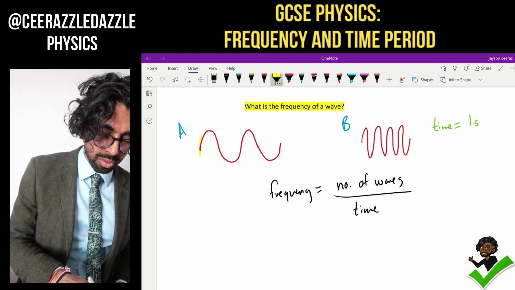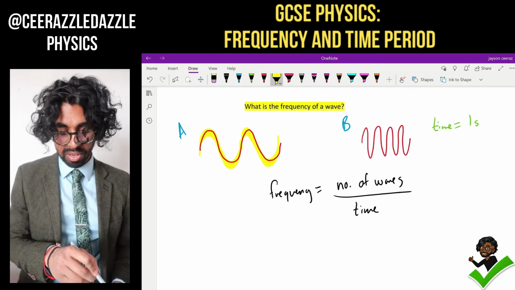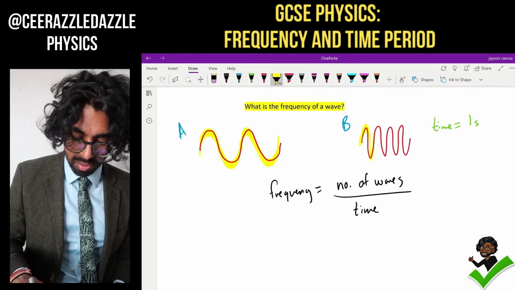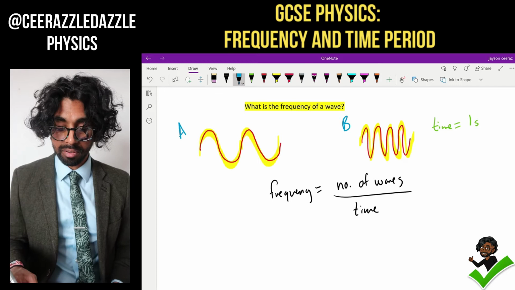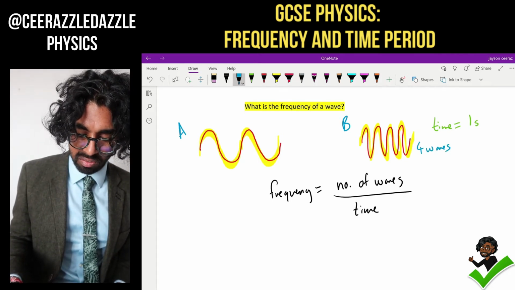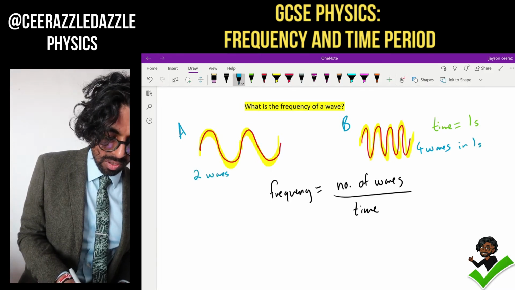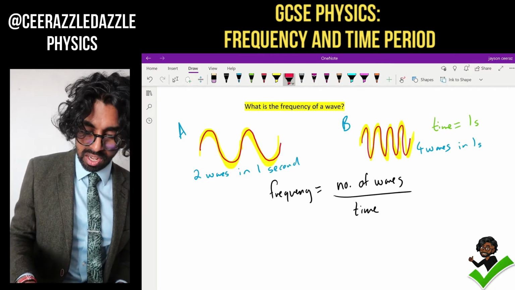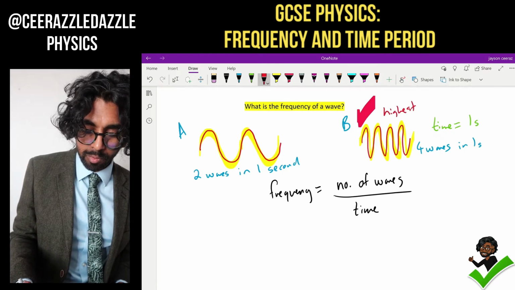So in A, we've got 1, 2. So there are 2 waves inside A. Up and down equals 1 wave. For B, we've got 1, 2, 3, 4. So in B, we have a higher frequency. Why? I've got 4 waves here in 1 second, compared to A, which has 2 waves in 1 second. So B has the highest frequency.